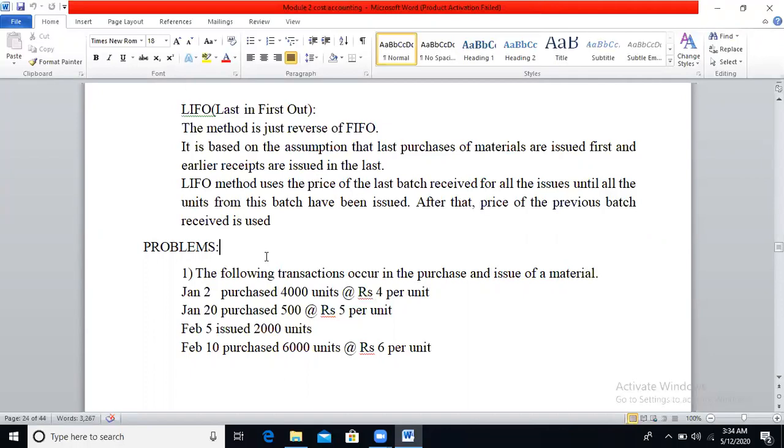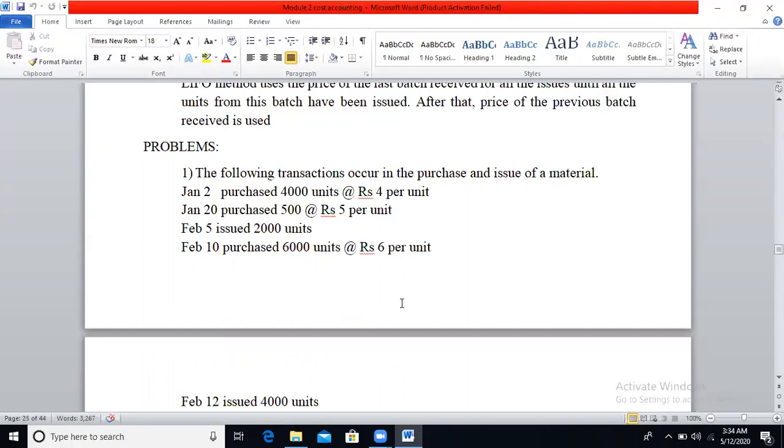The following transactions occur in the purchase and issue of material. January 2nd, we are purchasing 4,000 units at rupees 4 per unit. January 20th, we are purchasing 500 units at rupees 5 per unit. So purchases will be considered as receipts. February 5th, we are issuing 2,000 units. Now we have to decide at what price we have to issue these 2,000 units.